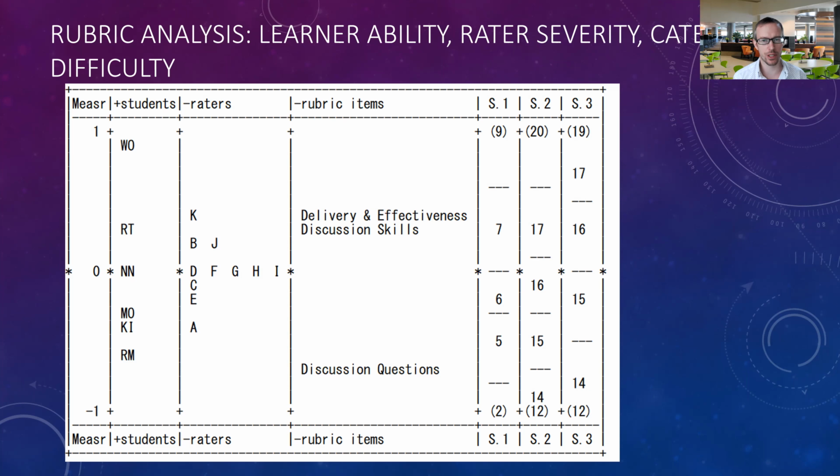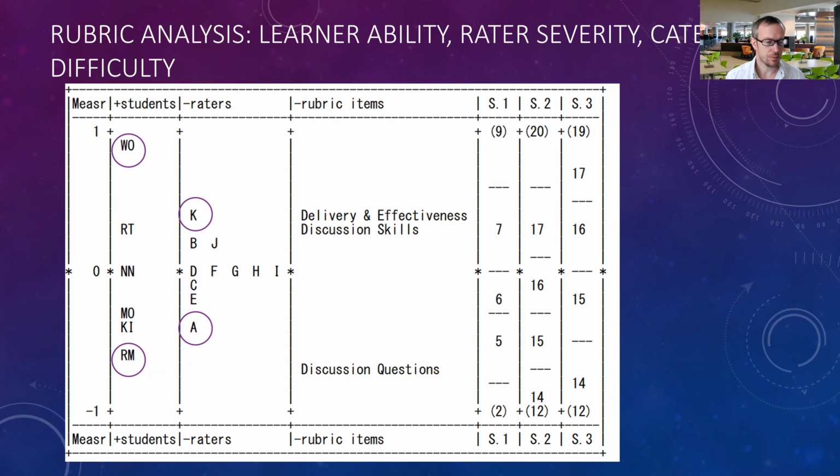I'll very quickly go through each of the columns and briefly talk about what they mean. So the second column is students. So student WO, this is our best performing, highest ability student, and student RM is our lowest ability student. And as I said, this is quite a narrow range of abilities, which often happens with summative tests, but also happens when you have a lot of scale points, but a narrow range of abilities.